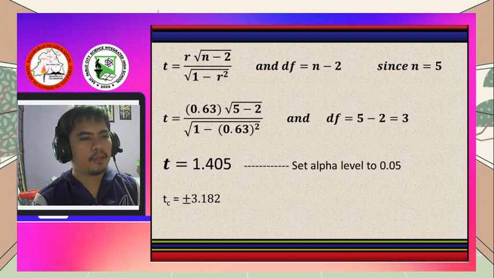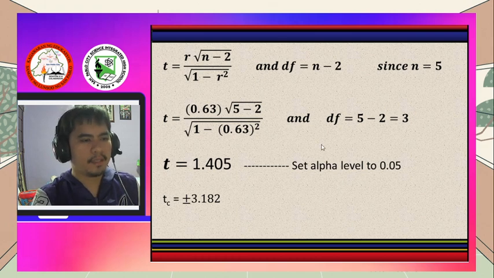And then calculate. So, we have a t value equal to 1.405. And if we set the alpha level to 0.05, we can get the critical t value of positive negative 3.182. So, the degrees of freedom is 3, and it is a two-tailed test at the 0.05 level of significance. So, on our t table, we have positive negative 3.182 as the value of our critical t.